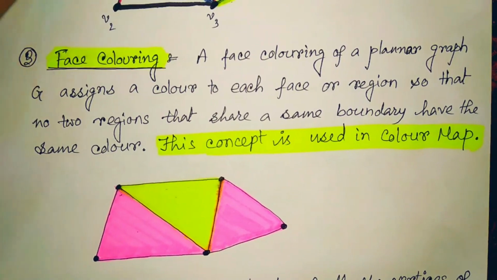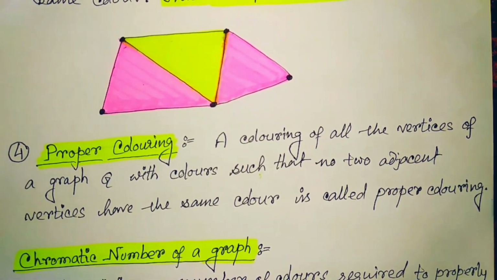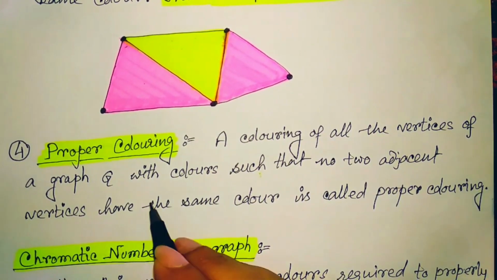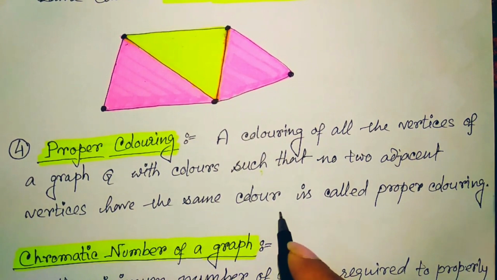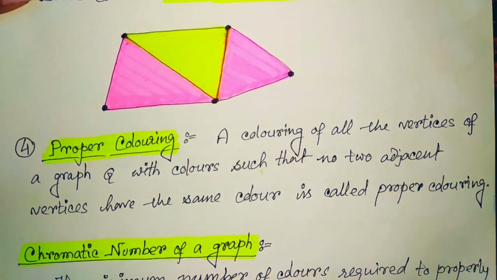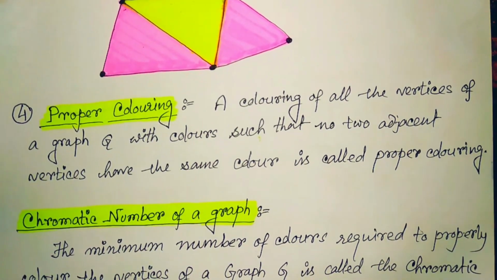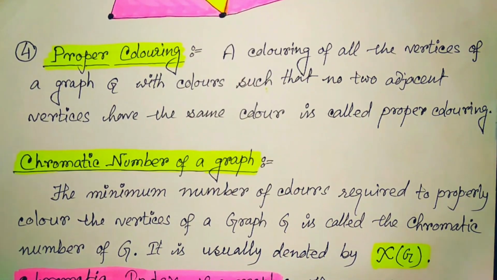Next it is the proper coloring. So what is proper coloring? A coloring of all the vertices of a graph G with colors such that no two adjacent vertices have the same color is called the proper coloring. So I hope we know what proper coloring is now, because in all of those we just did the coloring, and these are all proper colorings if no two adjacent vertices have the same color.